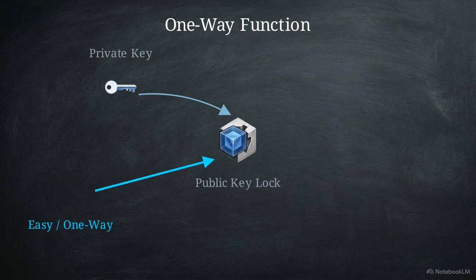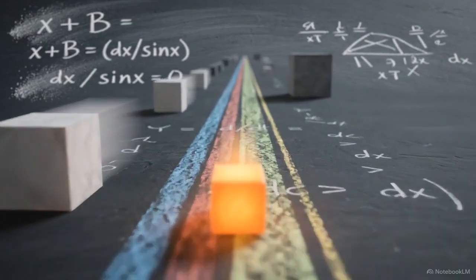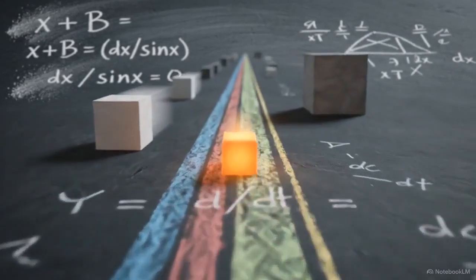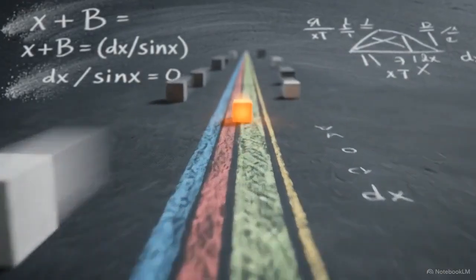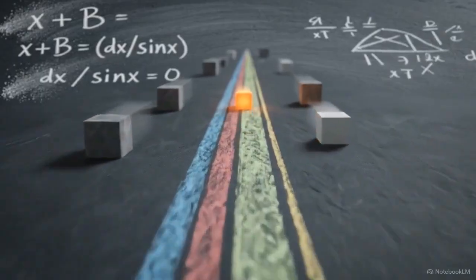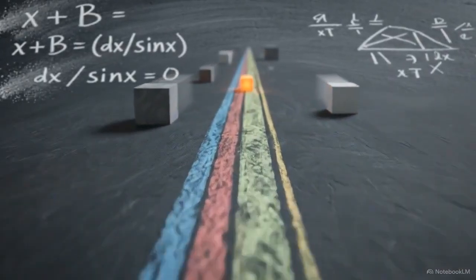This relies on a one-way function. It is a mathematical process that is easy to perform in one direction, locking the data, but effectively impossible to reverse without the server's specific private key. A standard computer could eventually find that private key by guessing every possible number, but the math is designed so that the search would take millions of years. Our security is based on the hope that no computer can ever work fast enough to beat the clock.